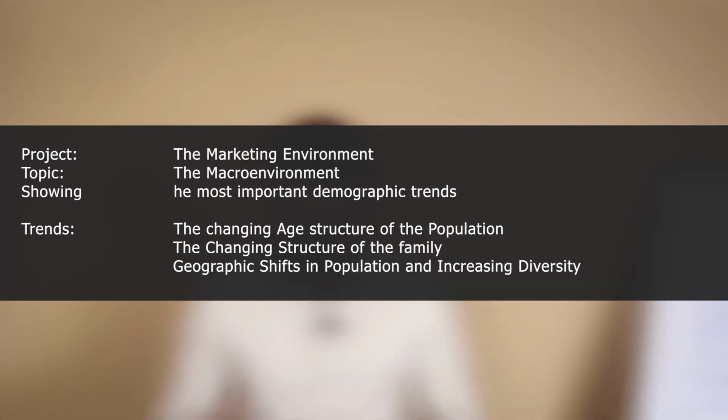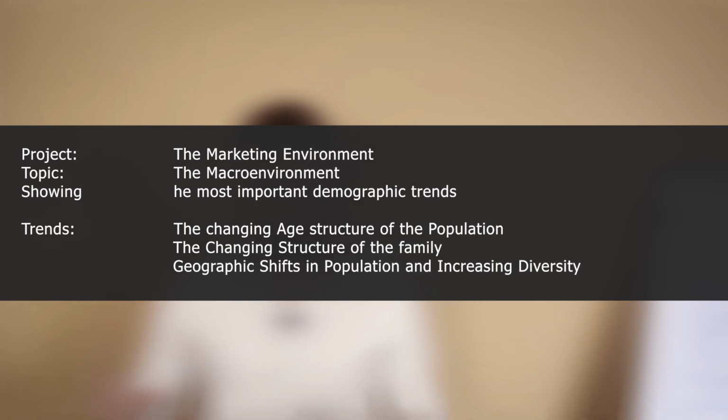The most important demographic trends in the United States are the changing age structure of the population, the changing structure of the family, geographic shifts in population, and increasing diversity. The structure of the video is that we will look independently at each trend in the demographic environment, and only after we did that we will move on to the next force of the macro environment.